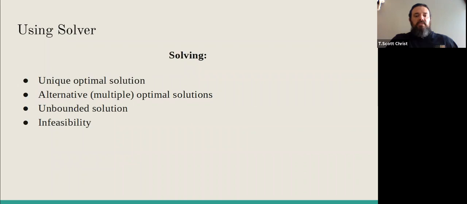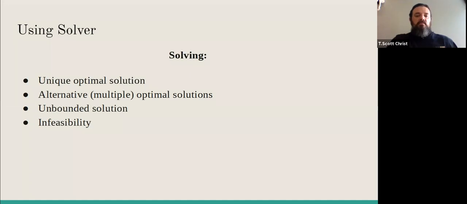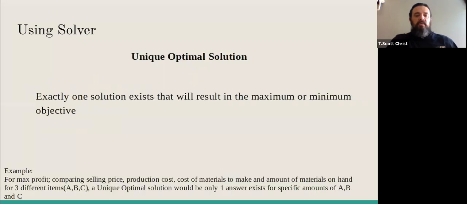A linear optimization model, i.e. Solver, can result in 4 possible outcomes: a unique optimal solution, an alternative or multiple optimal solutions, an unbounded solution, or infeasibility. The unique optimal solution is when exactly one solution exists that will result in the maximum or minimum objective.